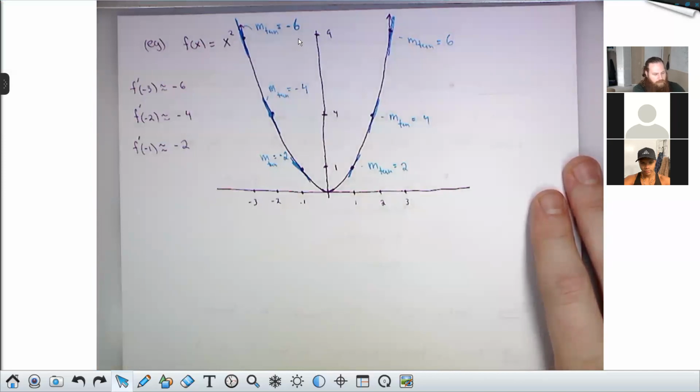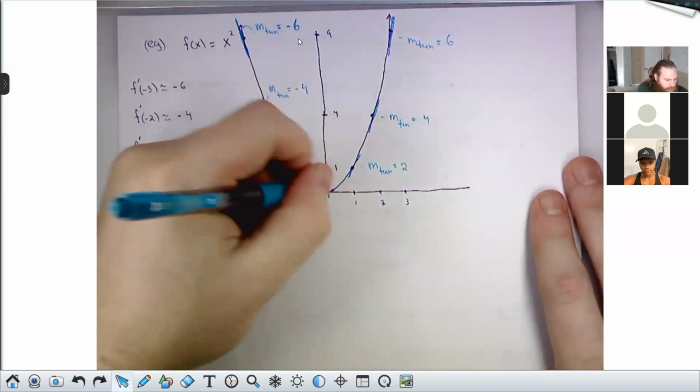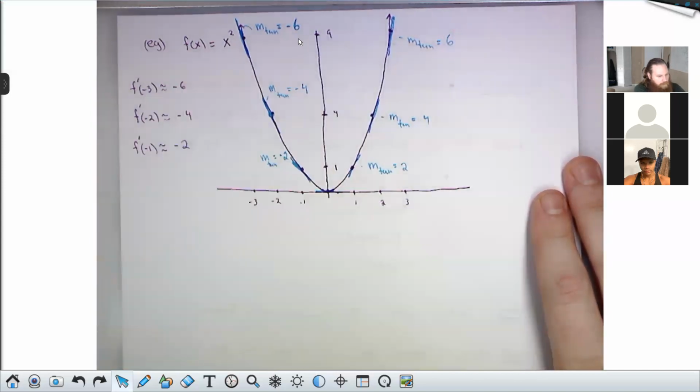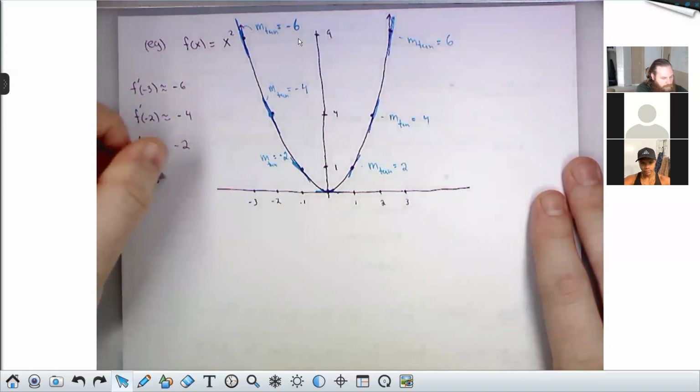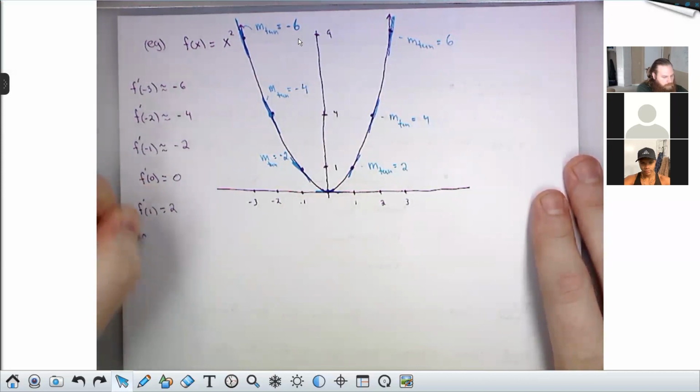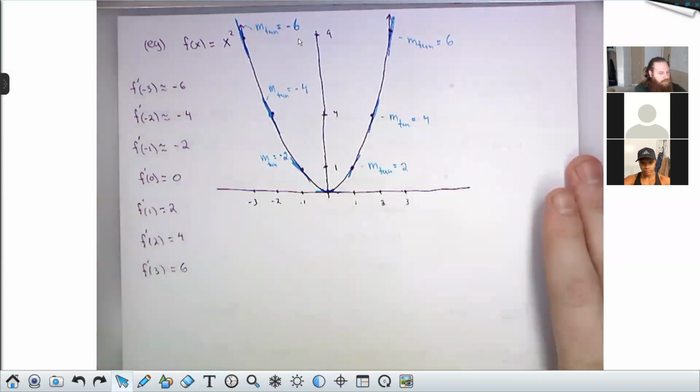What is f prime of 0? What's the slope of the tangent line right here at the vertex? 0. Good. That one we're actually confident about. That's not a guess. We can be certain of that. And then by symmetry, f prime of 1 is 2. f prime of 2 was 4. And f prime of 3 was 6.